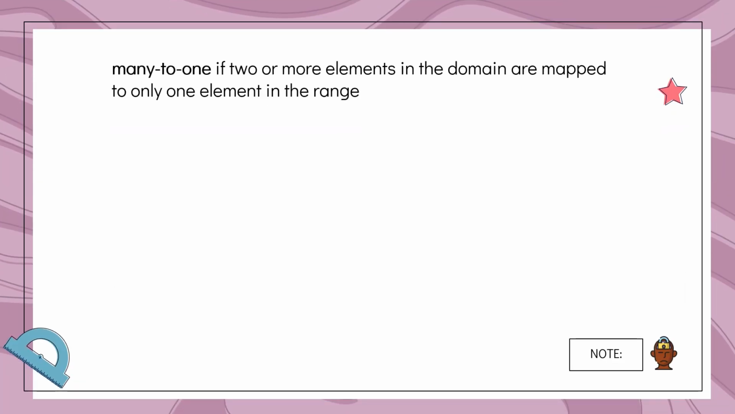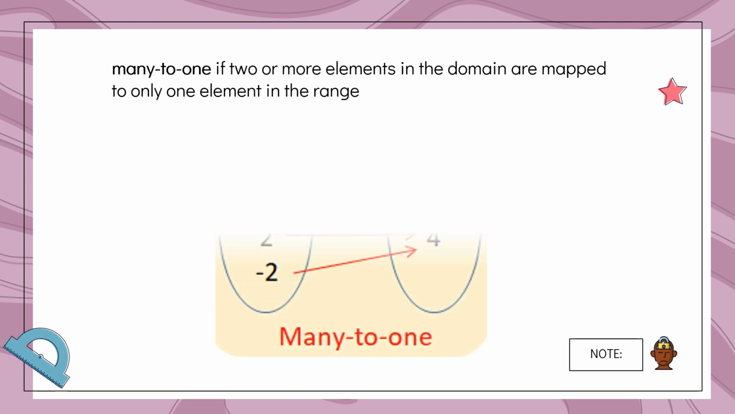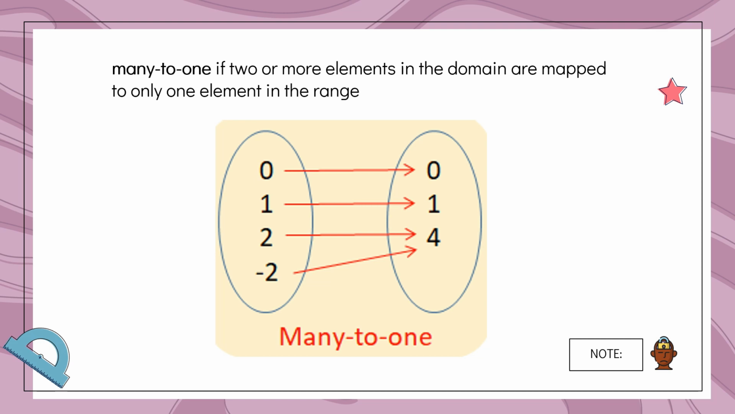It is many-to-one if 2 or more elements in the domain are mapped to only one element in the range. Here is an example of many-to-one. There are 2 elements, positive 2 and negative 2, that are mapped to only one element in the range, which is positive 4.